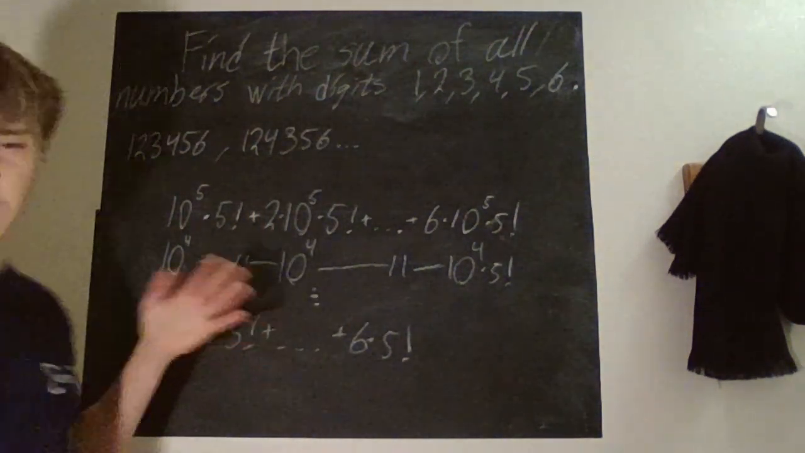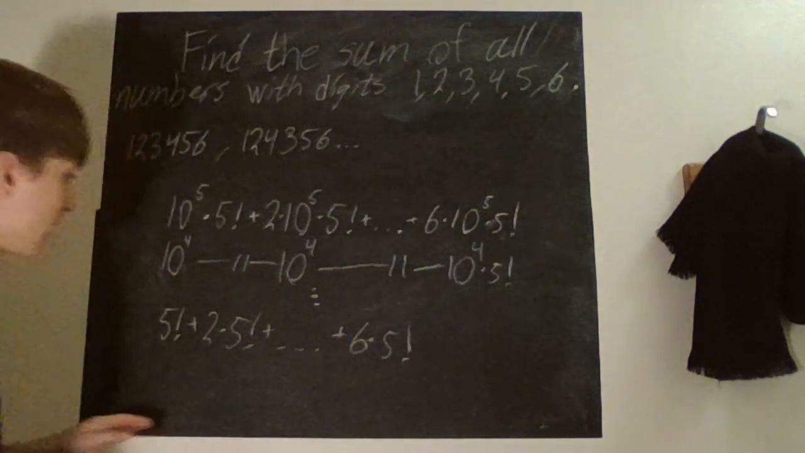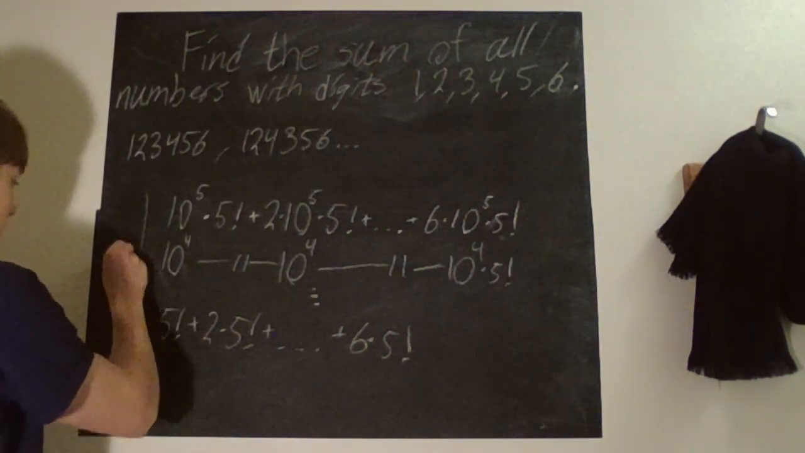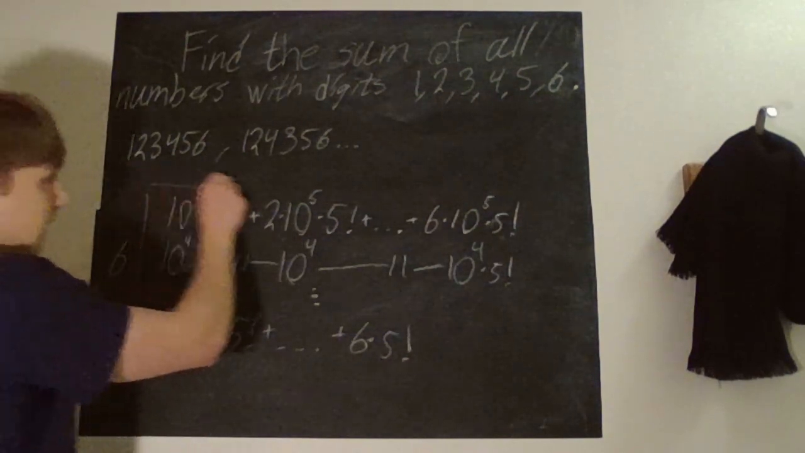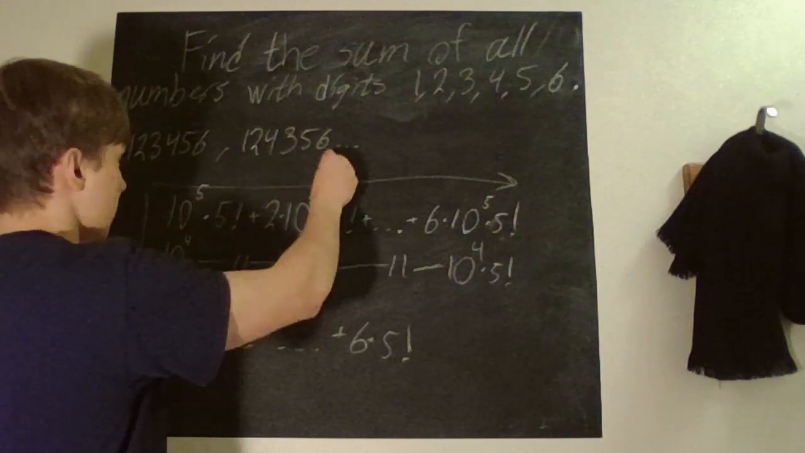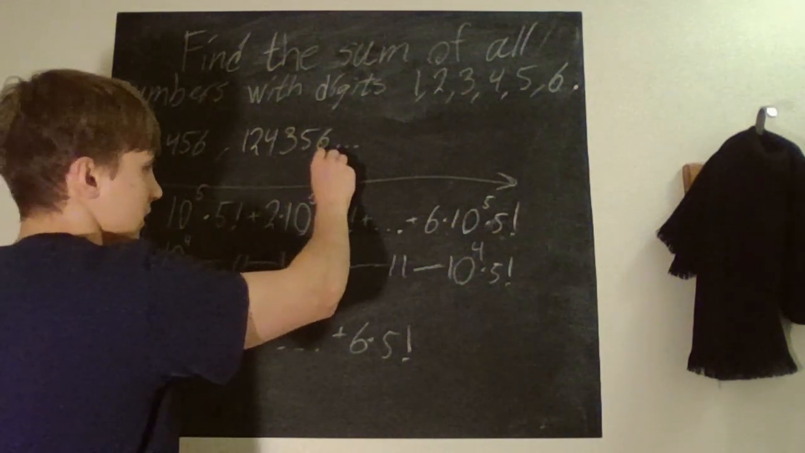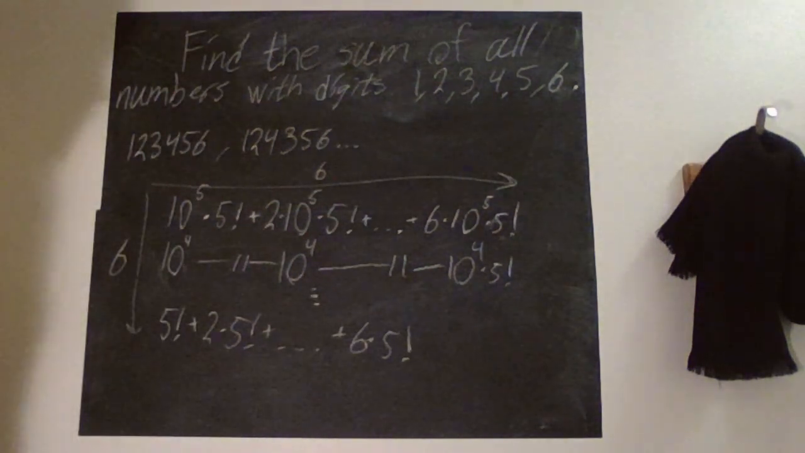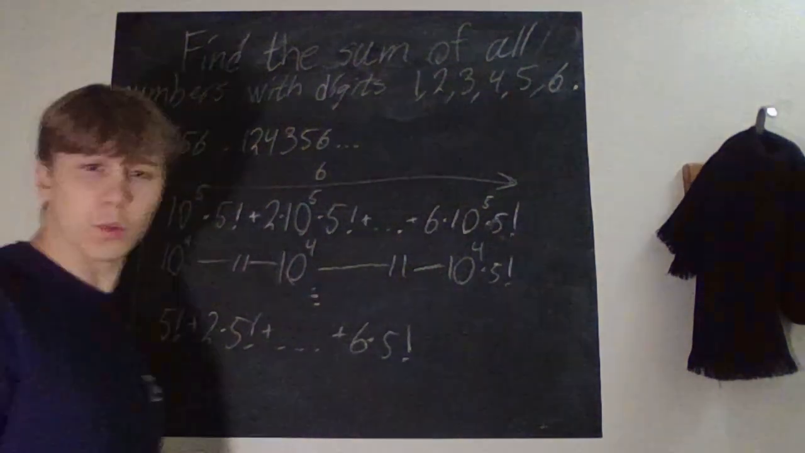Okay, so we have quite a lot of terms. More specifically, in this way we have six rows, and we also have six columns here. Yeah, exactly. 6 rows and 6 columns, so we have 36 terms in total.